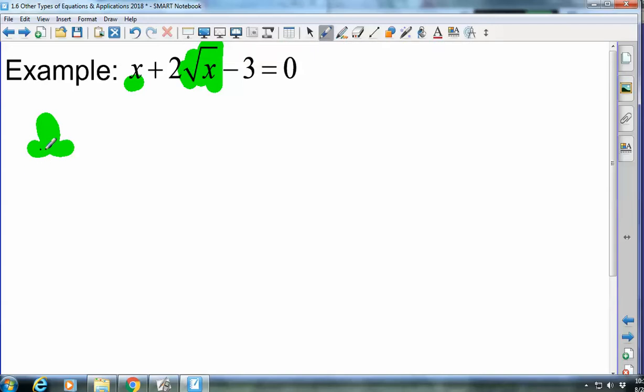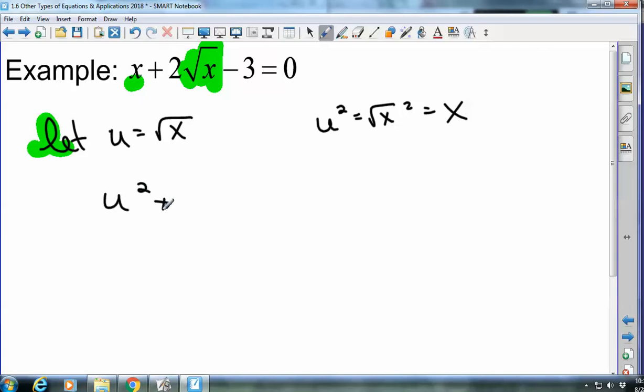I'm going to try this one with substitution just to show you. Okay, so let x, or not x, u equal the square root of x. Okay, quick check to see if your substitution is going to work. You could just square each side. So u squared is the square root of x squared, which is just x. And that gave us our other term, like we said. So x is going to get changed to u squared plus 2, radical x becomes u, minus 3 equals 0.